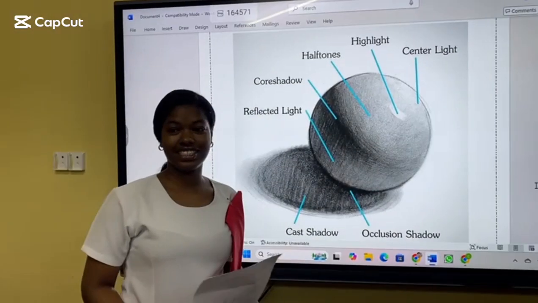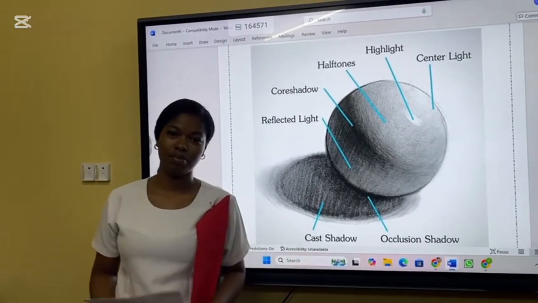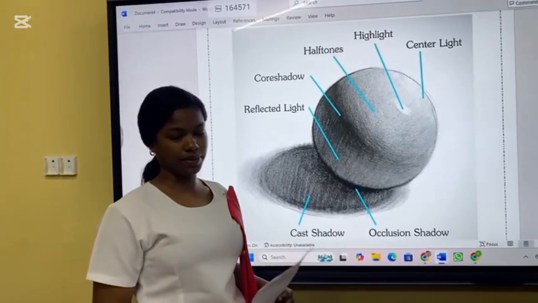Good afternoon, students. Today we're looking at a new topic. It's called the value scale.